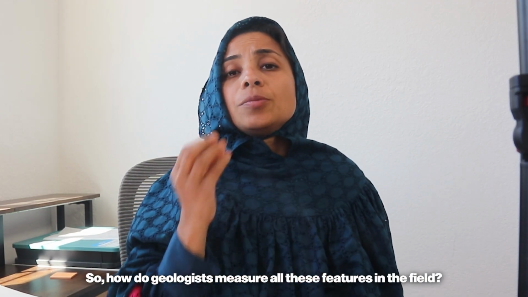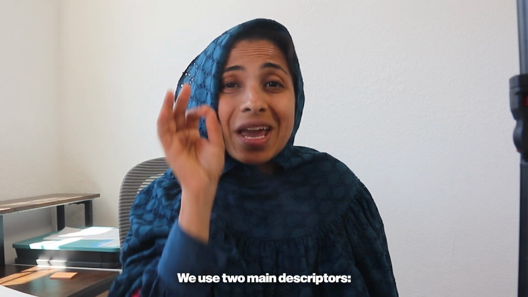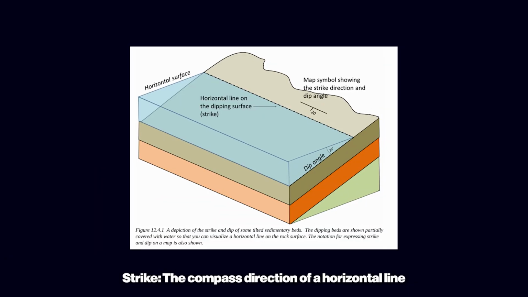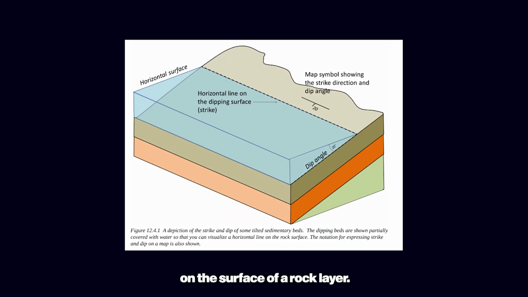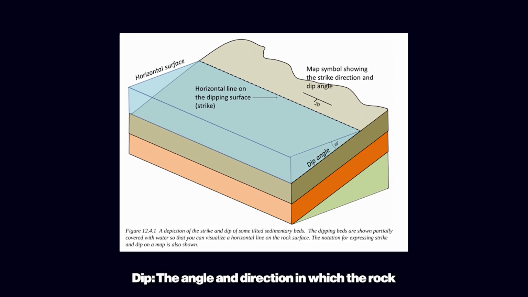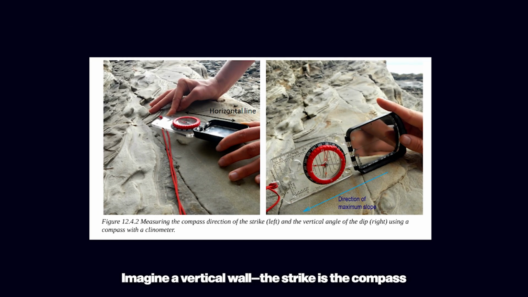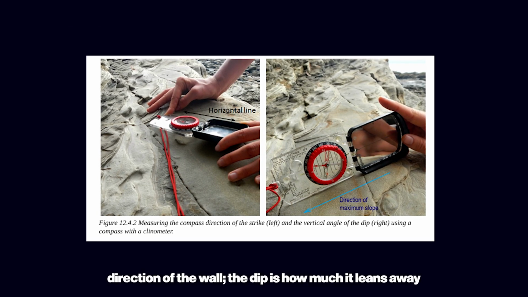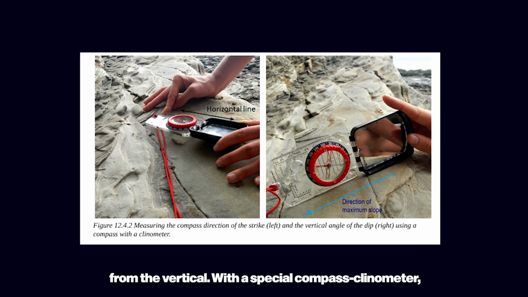So how do geologists measure all these features in the field? We use two main descriptors. Strike, the compass direction of a horizontal line on the surface of a rock layer. Dip, the angle and direction in which the rock slopes down from that strike. Imagine a vertical wall. The strike is the compass direction of the wall. The dip is how much it leans away from the vertical.